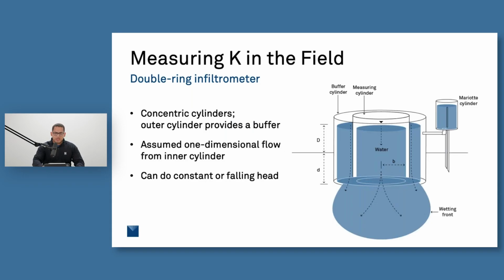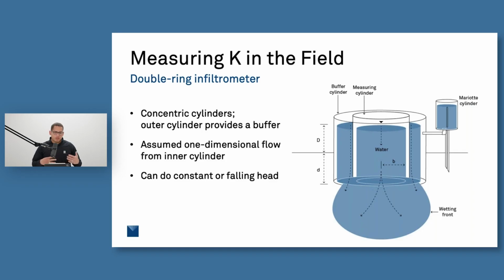And of course, it's important to understand how we actually make these measurements. So traditionally, the way these measurements may have been made in the field, we're using things like a double ring infiltrometer. And the way a double ring infiltrometer works is you have a concentric cylinder system. So you have an inner ring and an outer ring. And that outer ring is designed to buffer the flow of water around that inner ring. So that way we're getting primarily one-dimensional flow in that inner ring. And that's an assumption that we've made with this measurement.